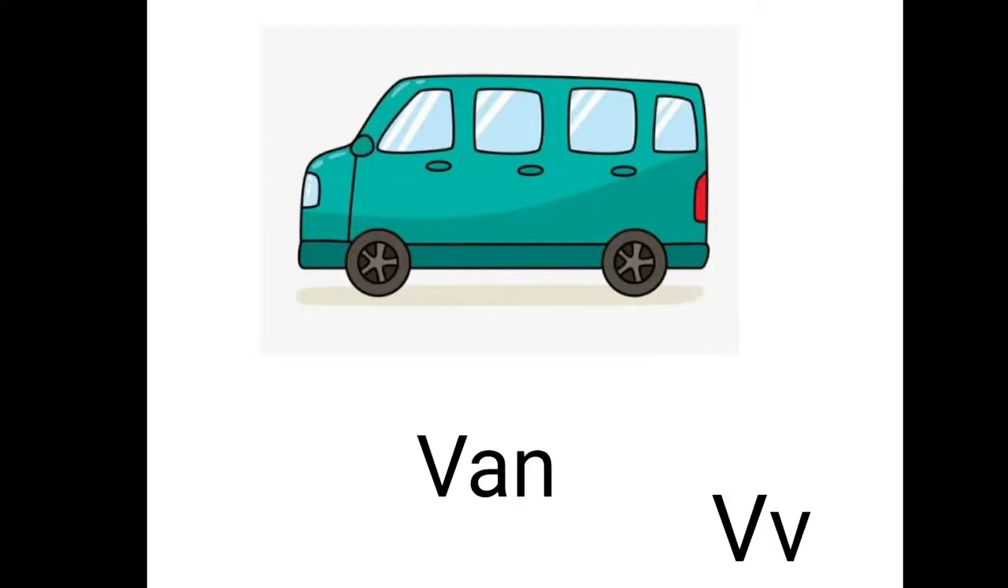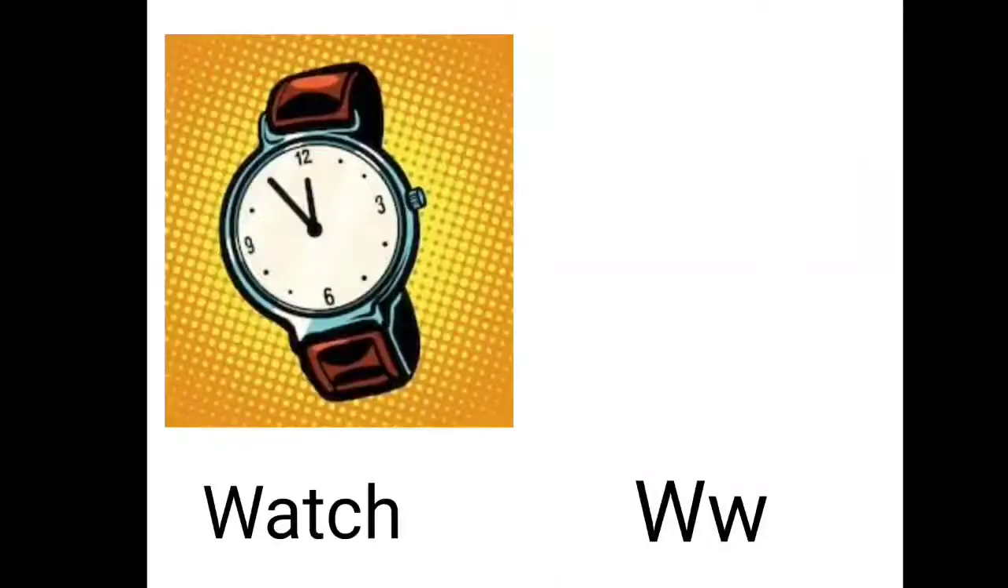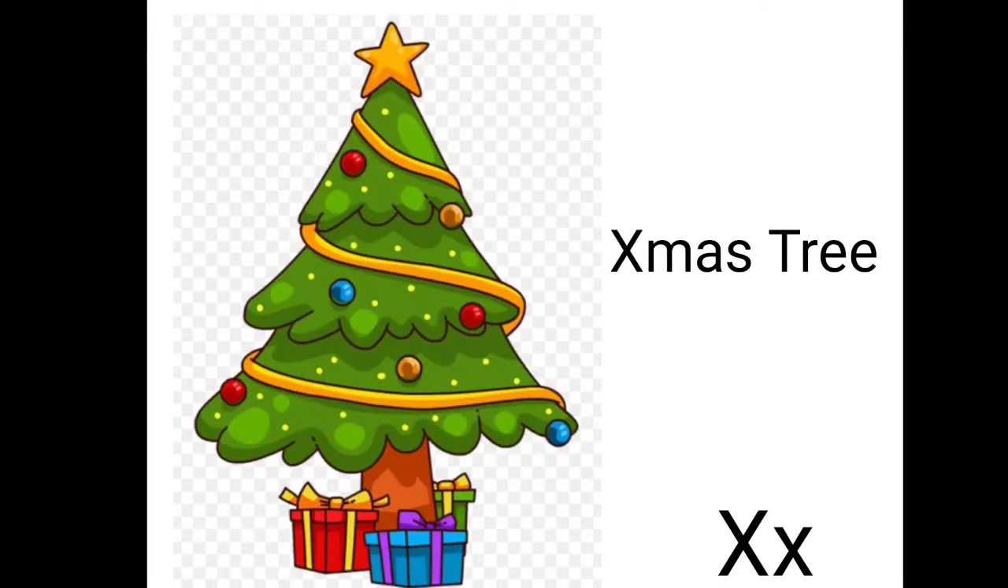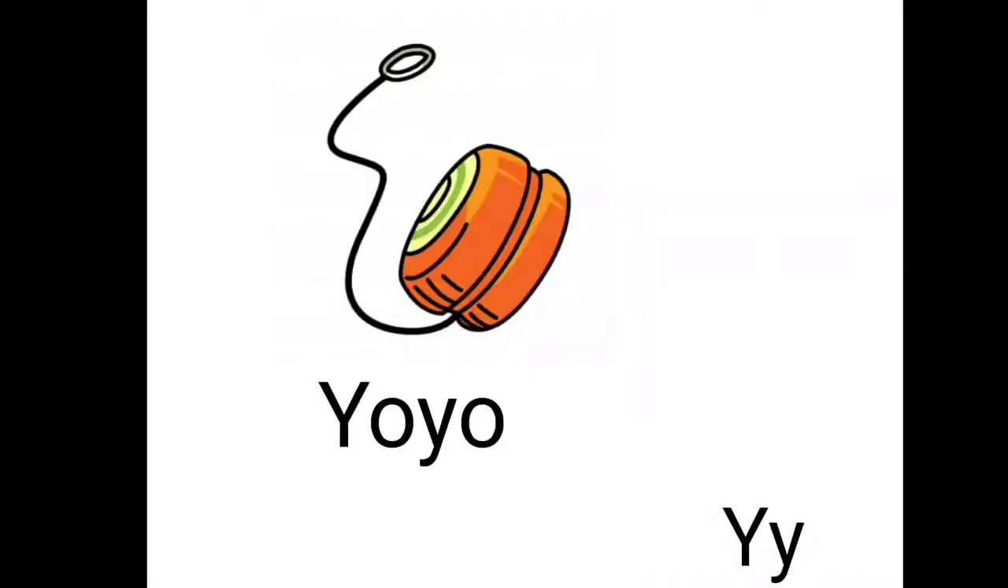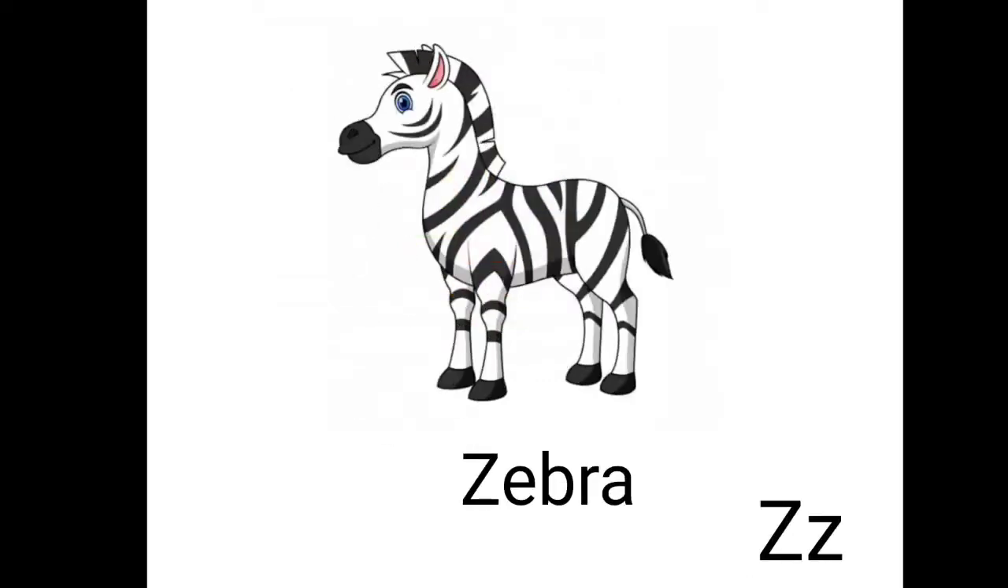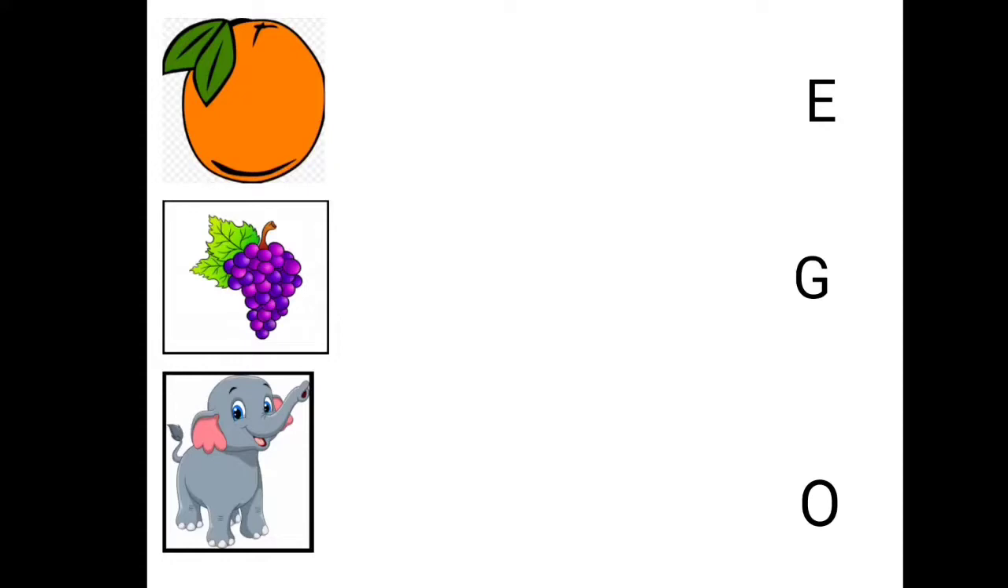V for van. W for watch. X for Xmas tree. Y for yo-yo. Z for zebra. Z, zebra. So students, now let's solve this assignment.